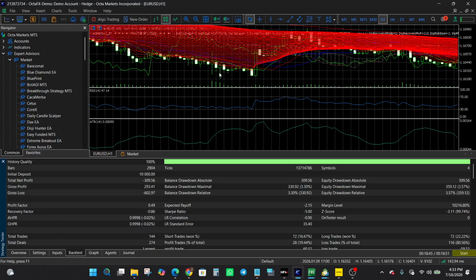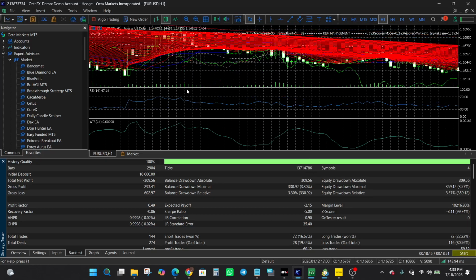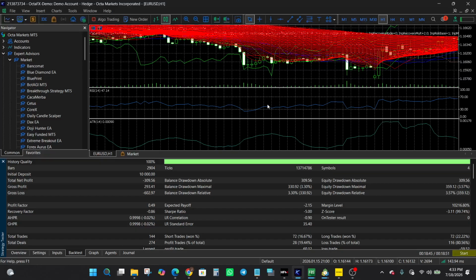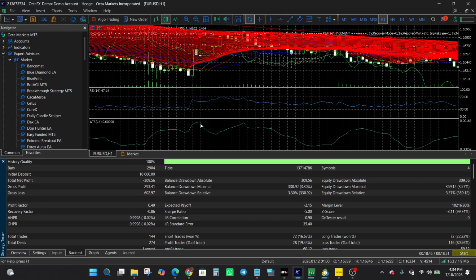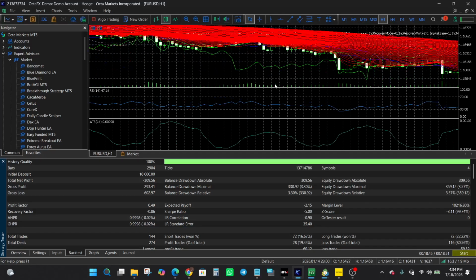Okay, and then if you look at the settings here, we can see that the RSI and ATR indicators seem to be part of the technical indicators used by this expert advisor.